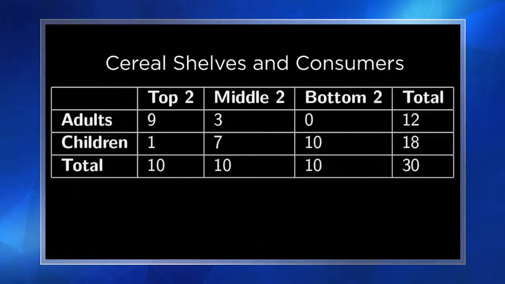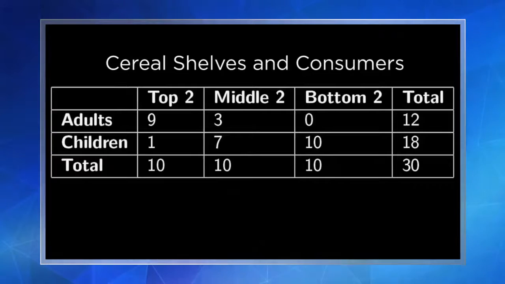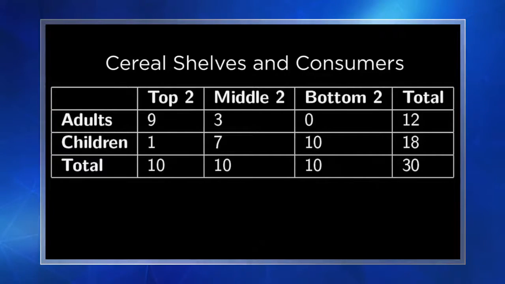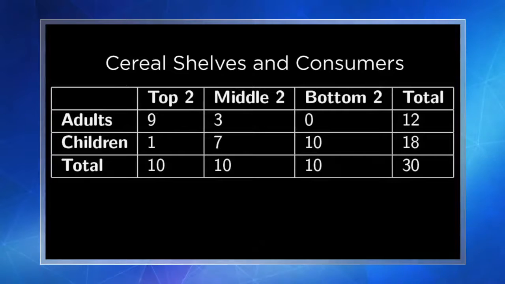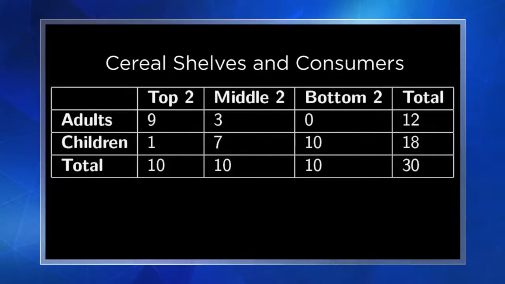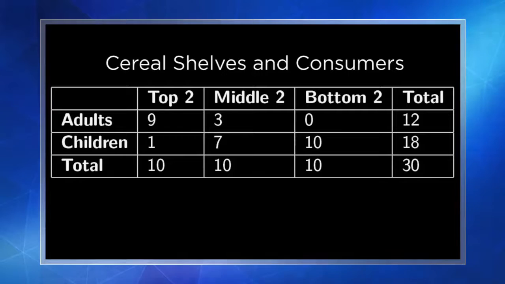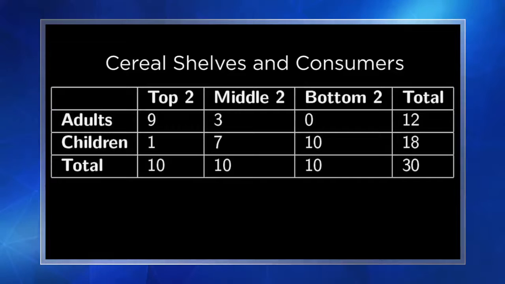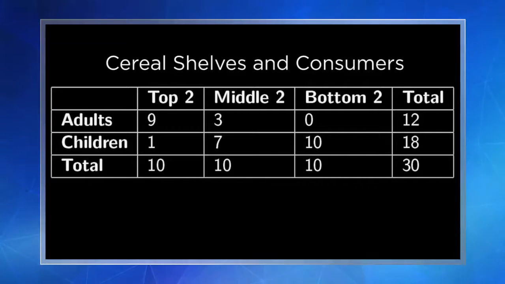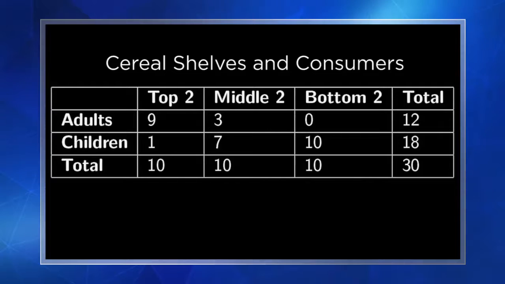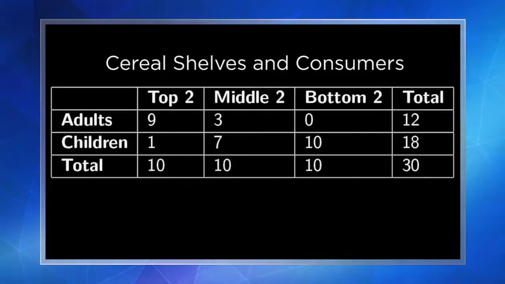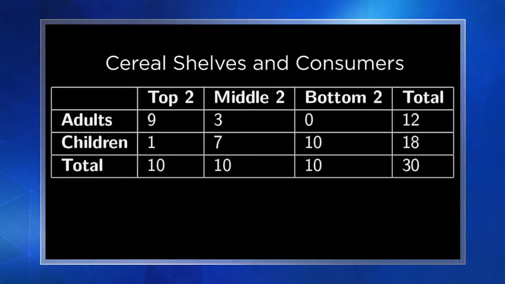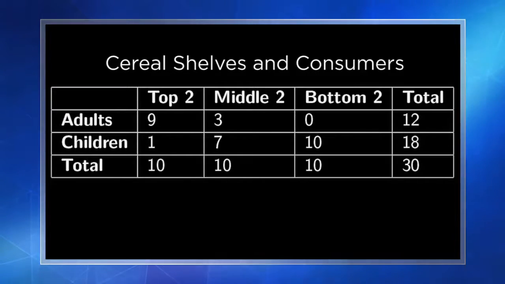Notice in the first column, we have adults, children, and the total. The second column tells us how many boxes of cereal are located on the top 2 shelves. So 9 boxes are targeted at adults, 1 for children, for a total of 10 boxes. Likewise, in the middle 2 shelves, 3 boxes of cereals are targeted at adults, 7 for children, and a total of 10. And then you see the bottom 2, no boxes targeted at adults, 10 for children out of a total of 10. The far right column total adds up the total number of boxes that are targeted at adults, which is 12, and targeted at children, which is 18.